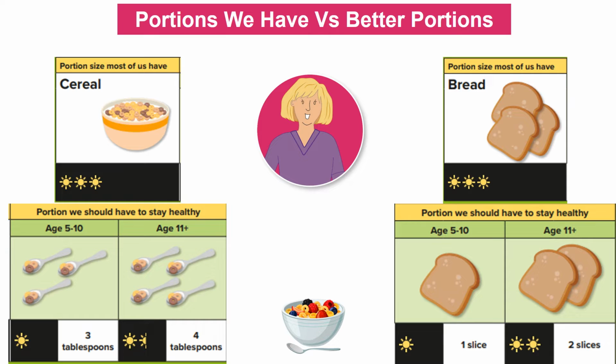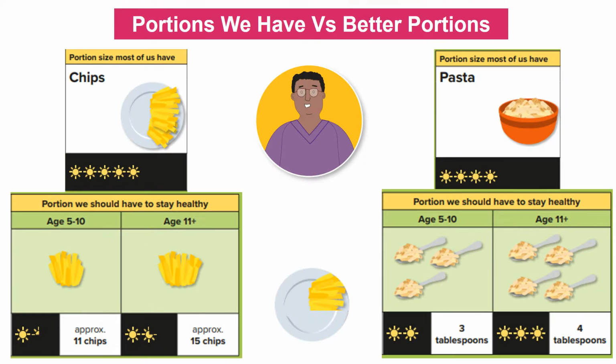So for the ages 5 to 10-year-olds, a portion is 1 slice, and for ages 11 to 18, a portion is 2 slices. Now the idea is to bulk out the slice of bread with lots of healthy toppings, so it could be something like tuna sweetcorn, for example.